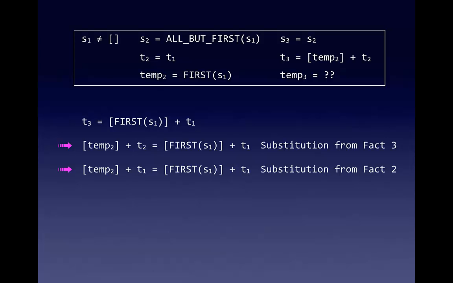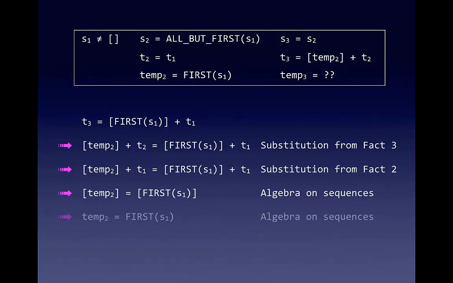Now, just using regular mathematics on sequences, we know that this is the same as saying that the sequence containing temp2 equals the sequence containing the first element of S1. In fact, since these are singleton sequences, their first and only elements would have to be equal. So we end up with this. Temp2 equals the first element of S1. Lo and behold, this is the last fact in fact 2. So we just proved this part of our obligation.